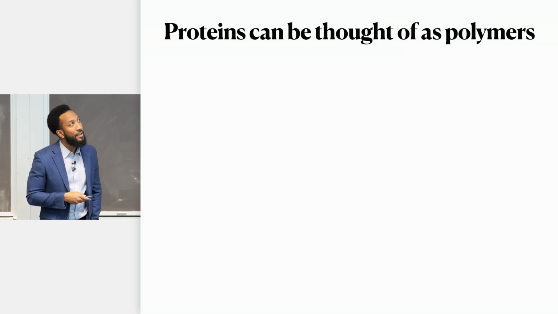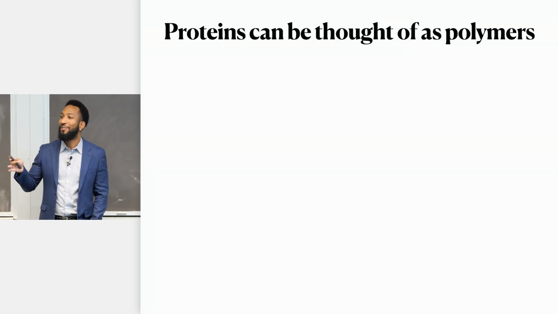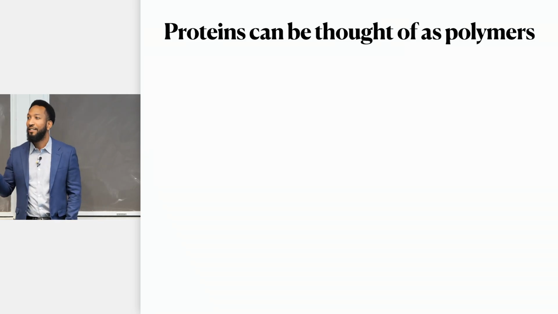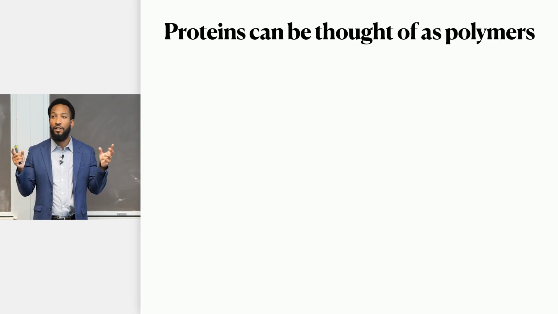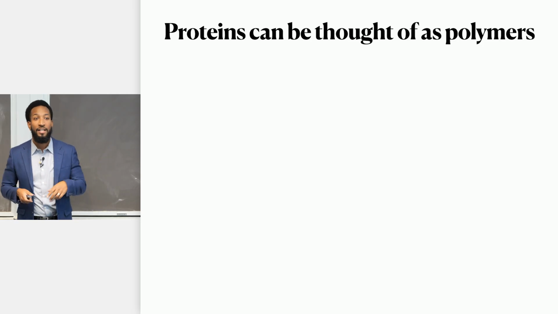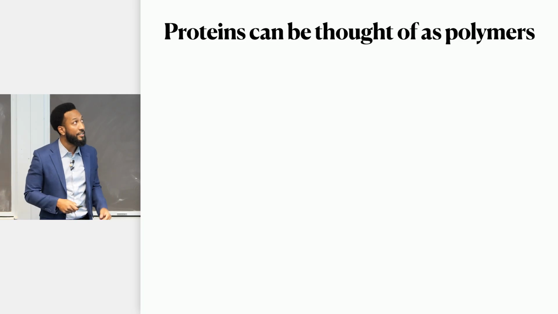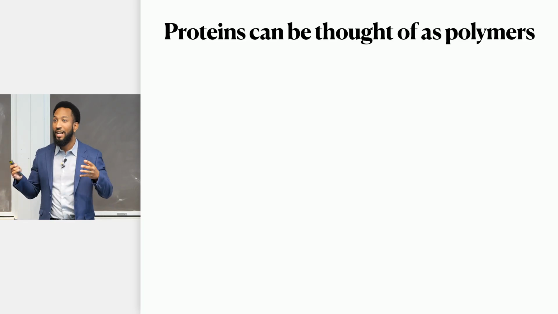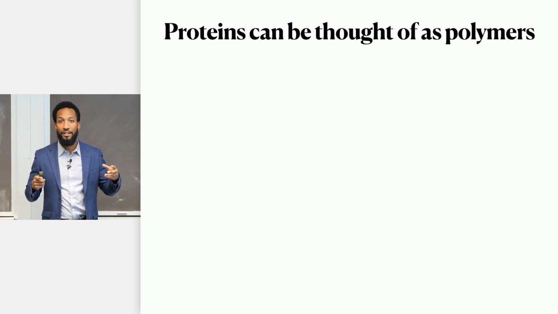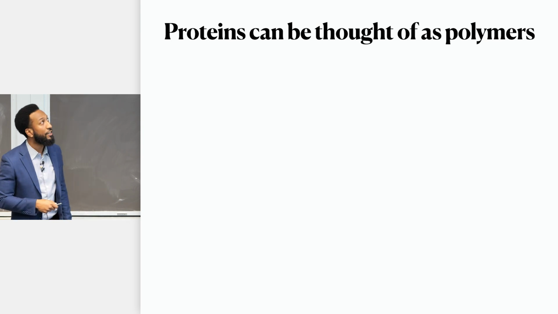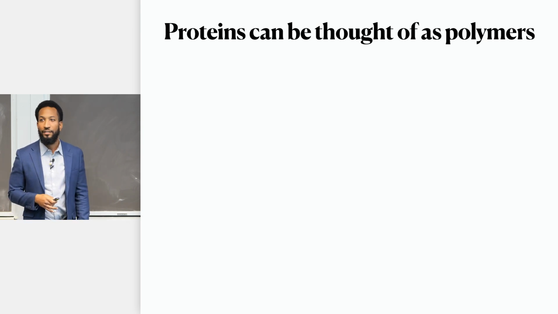Good. Okay. Now that was a primer on the building blocks of these proteins, and the different types: there are disordered and ordered regions. Now I want to describe how you can talk about them as polymers. Any questions so far?